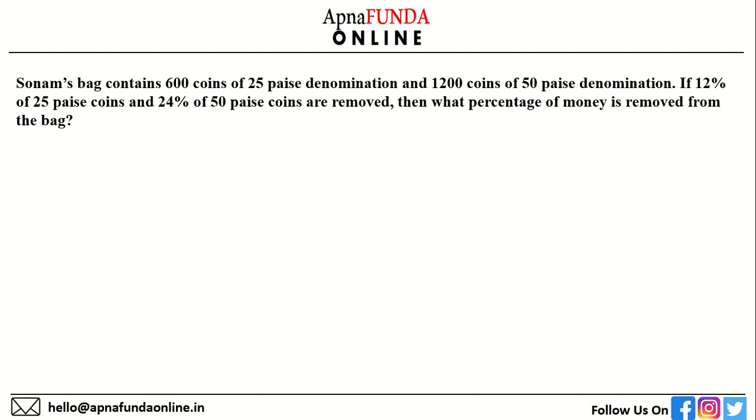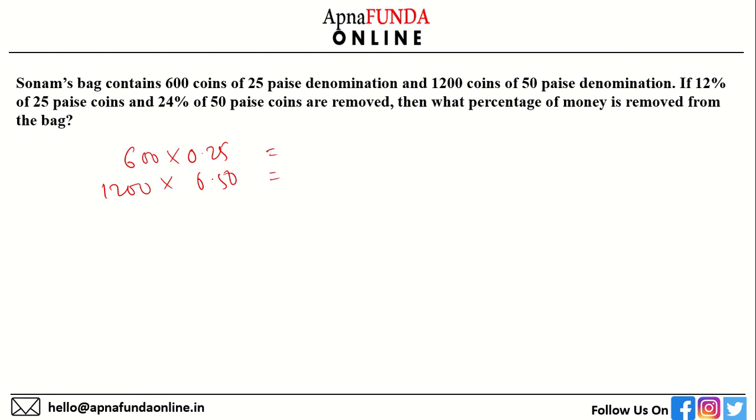Next question. Sonam's bag contains 600 coins of 25 paisa denomination and 1200 coins of 50 paisa denomination. If 12% of 25 paisa and 24% of 50 paisa coins are removed, then what percentage of money is removed from the bag? Simple question. It just requires simple calculation. What we know is that 600 coins are of 25 paisa and 1200 coins are of 50 paisa. These are the total amount in the bag.